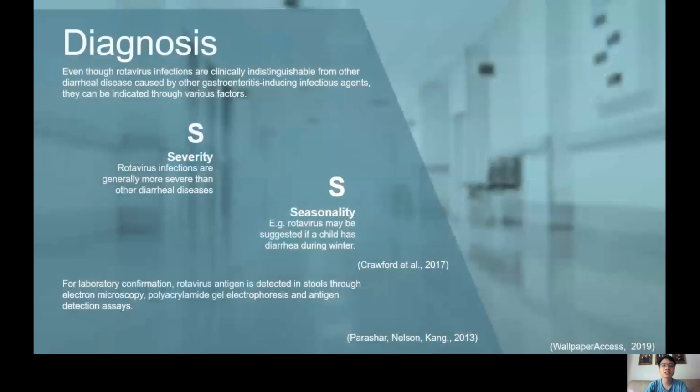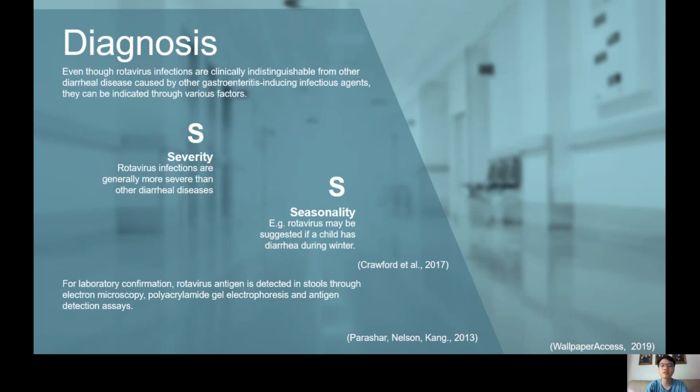Now, how are rotavirus infections diagnosed? Rotavirus infections are hard to diagnose accurately as they are clinically indistinguishable from other diarrheal diseases. However, there are certain factors that can point to rotavirus infections, such as the severity of the infection, as rotavirus infections are generally more severe than other diarrheal diseases.